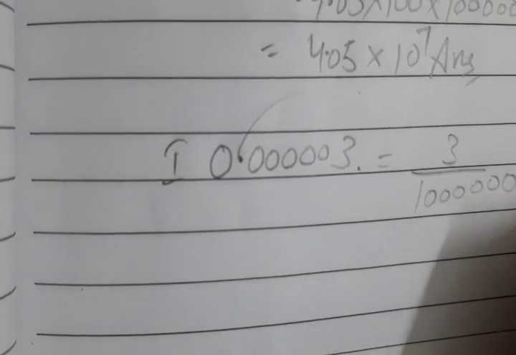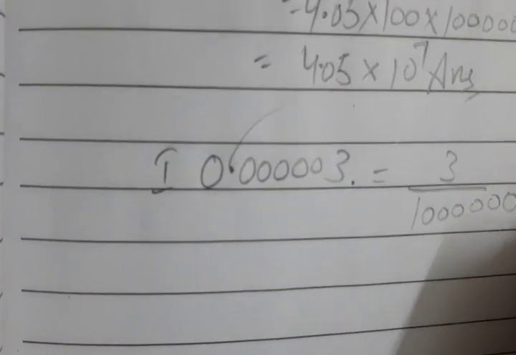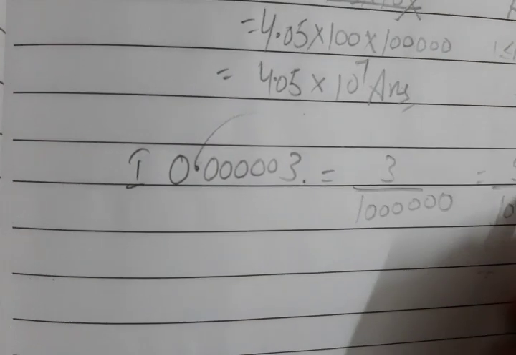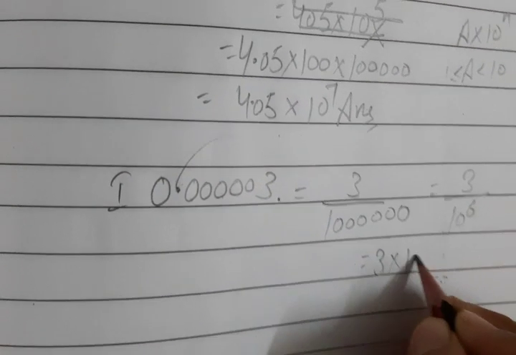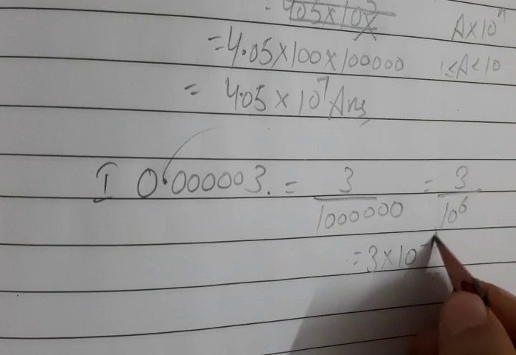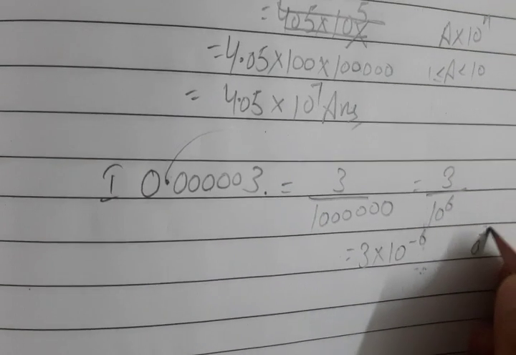and 10 raised to power 6 स्टैंडर्ड फॉर्म के लिए मल्टीप्लाई होना चाहिए, दैट मीन्स 3 इंटू 10 रेज टू पावर -6. ऊपर जाके ये नेगेटिव बन जाएगा, यही मेथड.